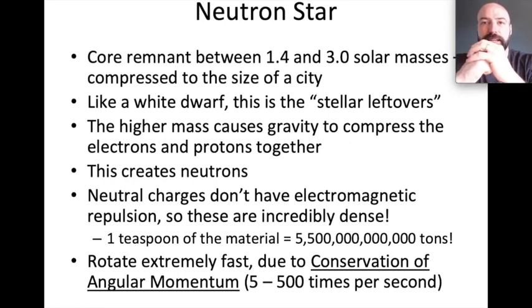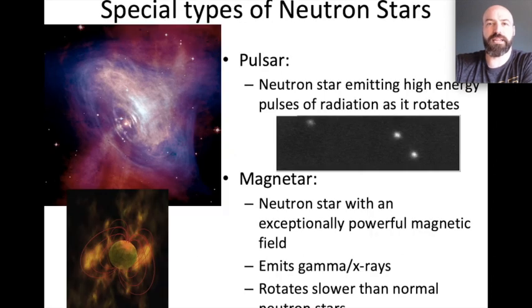But as it pulls in, these electrons and protons form together and become neutrons, which do not have the electrical forces holding them apart, which means they can cram together and become incredibly dense. Now, during that time, in the collapse, the neutron star rotates. This ends up creating a couple of special types of neutron stars that you can read about at some point.